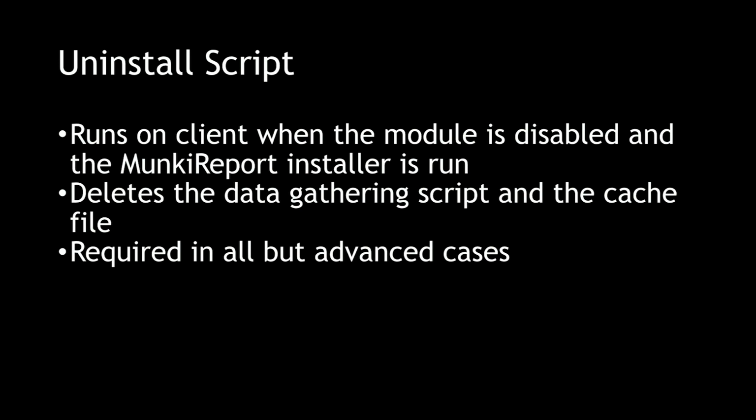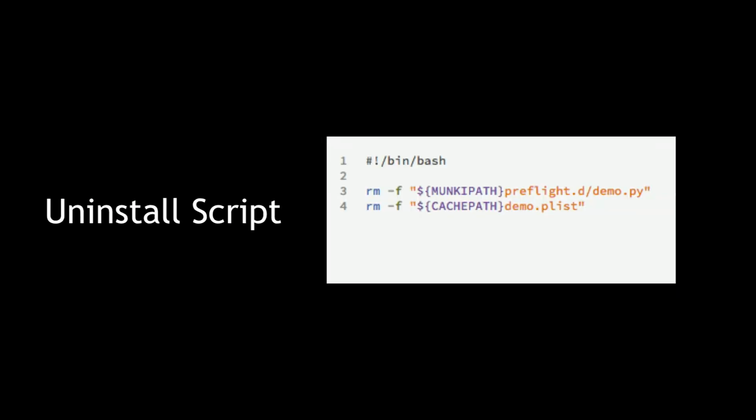The uninstall script is run on the client to uninstall the main data gathering script and clean up leftover module files. Just like the install script, it runs as root, must be written in Bash, and is required in all but advanced cases. The uninstall script is very basic. This example one deletes the main data gathering script and the cache file.